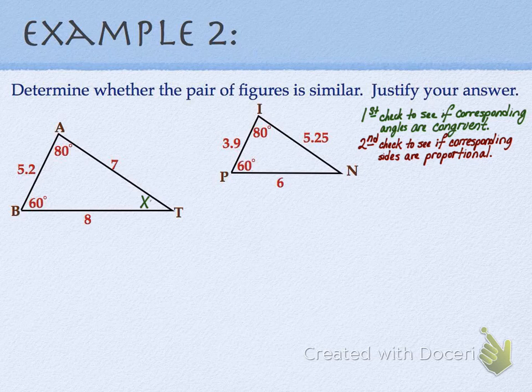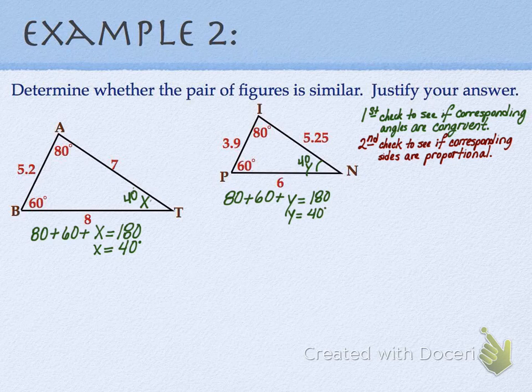But we'll go ahead and show it to you. I named it x and solved, and I ended up with x is 40, and in the second one I used y, and I ended up with y is 40 as well. So we know that all of our angles are congruent. So number 1 is checked off. It's done. Now we're on step number 2.